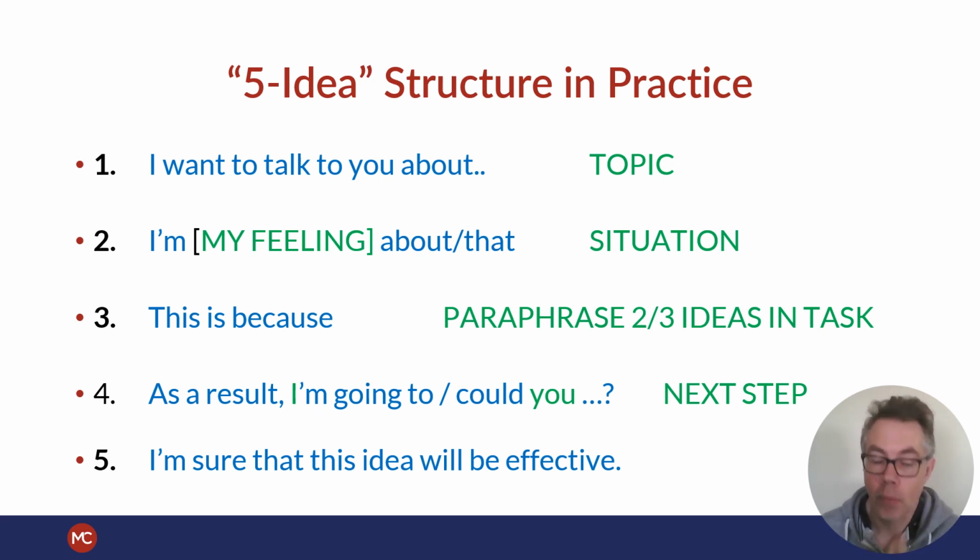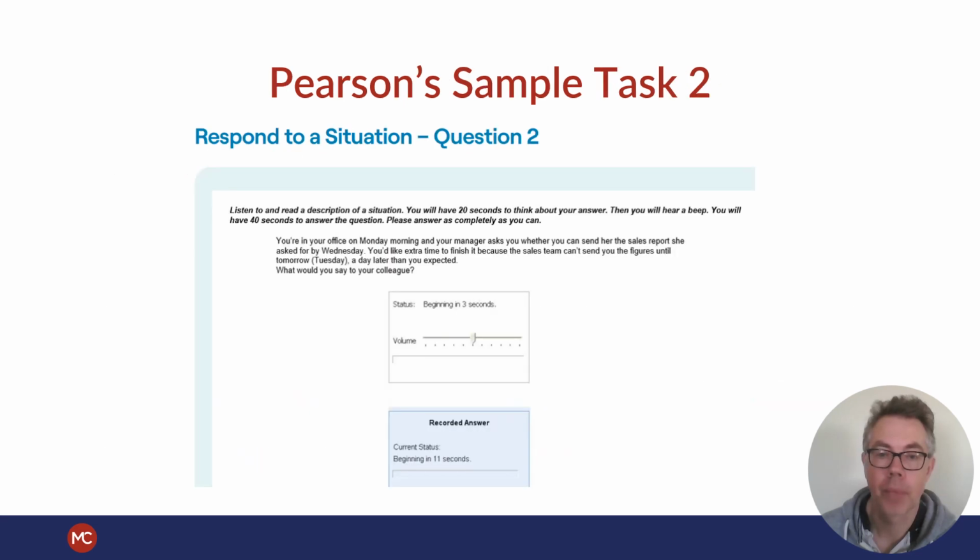So when you're ready, go to the next slide where you'll see another task, a real Pearson task, and create and think about those 4 things that you're going to say. Make your own words for them. Topic, feeling, situation, paraphrase several ideas in the task, and then next step. Pause it here, have a good look at that, and then create your phrases. And then when you're ready, we'll move on and look at my version.